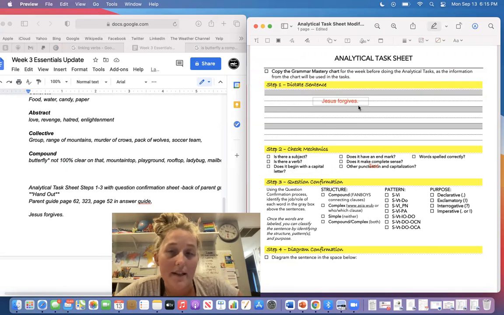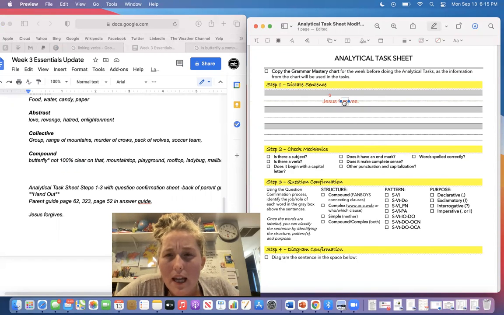So once they write out the sentence on their own, you are going to go through step 2. Is there a subject? So you're going to ask the question, is there a subject? And then what is the subject in this sentence? It would be Jesus. Okay. So we know that's the subject. And on top of that, you could even write S for subject. Okay. And that would help us to remember that that is the subject. Okay. Then you can do the next one. Is there a verb? Yes, there's a verb. It's forgives. And you can write V on top of that for verb.